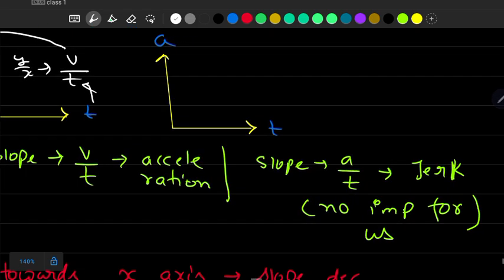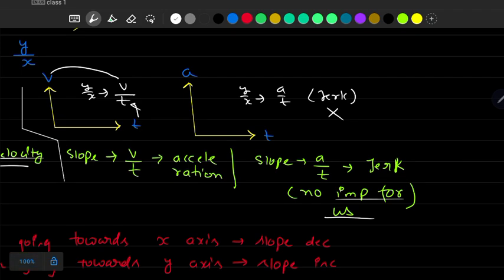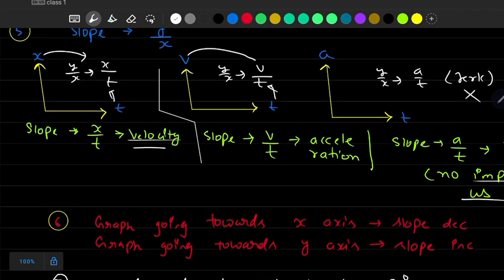Last thing, what does the slope of at graph give us? Again slope means y by x, so it's a by t. We call it jerk, but in physics for the time being it doesn't have any importance for us. For the sake of knowledge we can learn that a by t is known as jerk. So I hope it's clear that xt graph slope gives us velocity, vt graph slope gives us acceleration, and at graph slope gives us jerk.